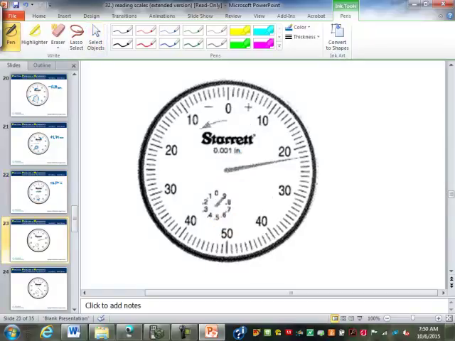This one, negative, because we're going that way. 0.9, or no, it's not quite to 0.9 yet. How do I know it's not to 0.9? Because this is almost an 80, not quite back to 0. So this is what, 78. So negative 0.878 inches.